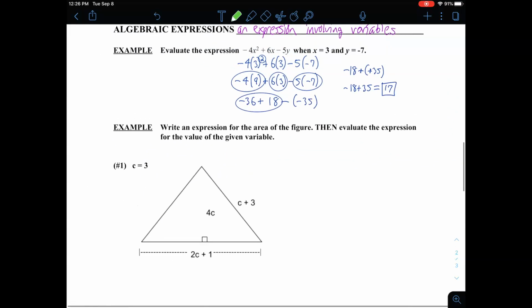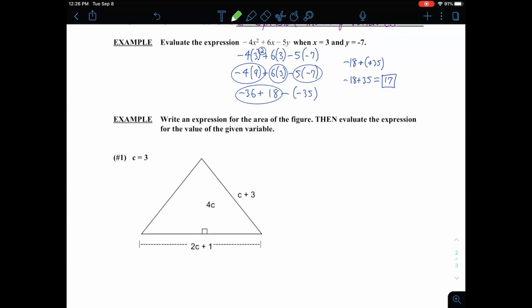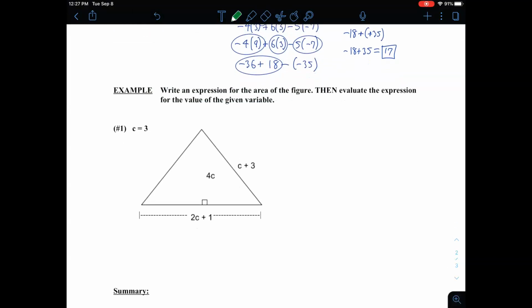All right, last example for today. It says, write an expression for the area of the figure, then evaluate the expression for the value of the given variable. Holy cow, a lot of stuff going on here. So, what kind of shape is this here? This is a triangle. So I'm going to draw this right here. This is a triangle, and we want to find the area of it.